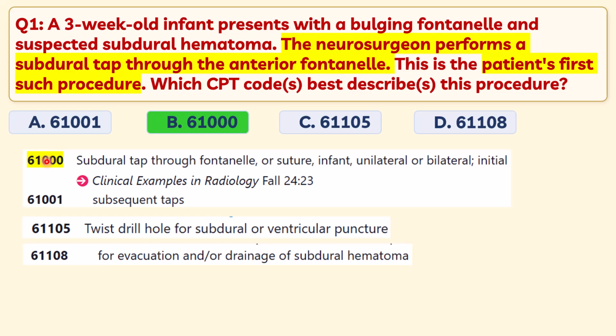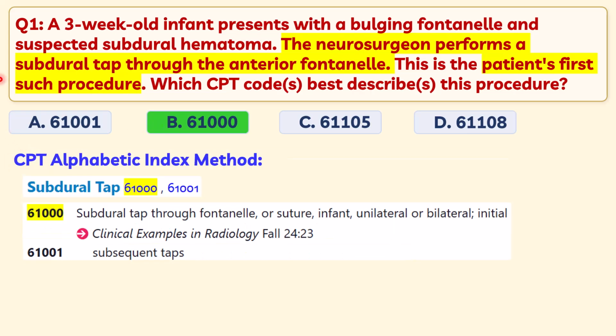When you look at other answers, 61001 says subsequent steps. This is the first step. If it is the subsequent step, you have to use this code. 61105 says twist drill hole for subdural or ventricular puncture. 61108 says for evacuation and drainage of subdural hematoma. But in this case, it's a subdural tap. So the correct answer will be answer B.